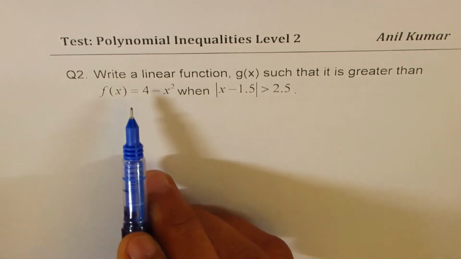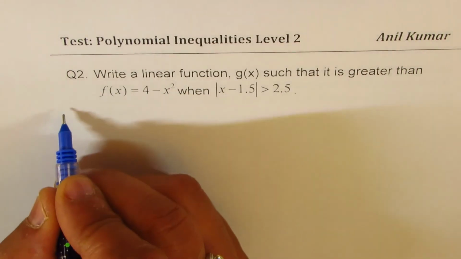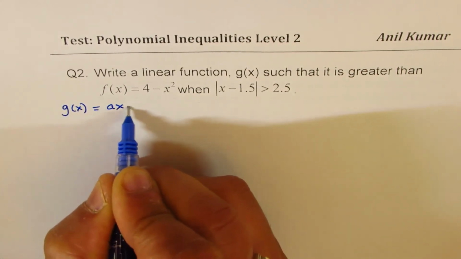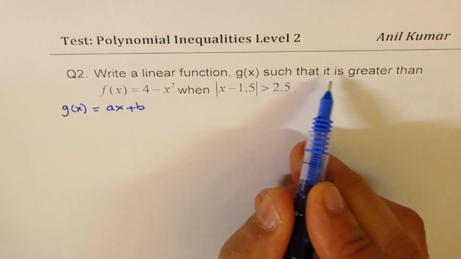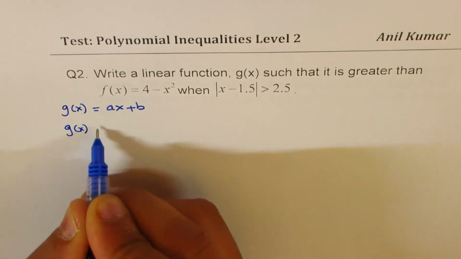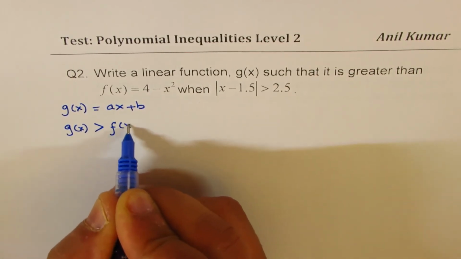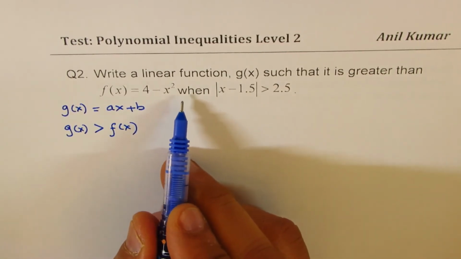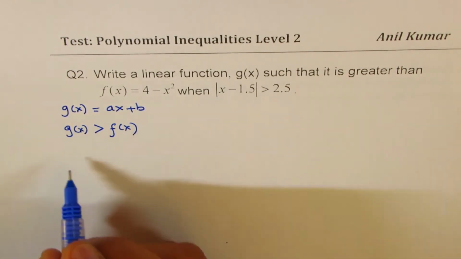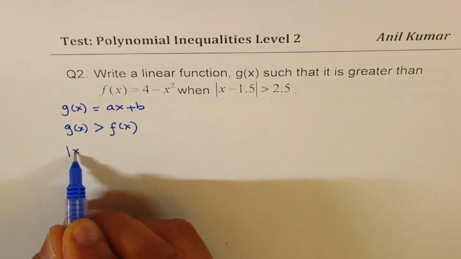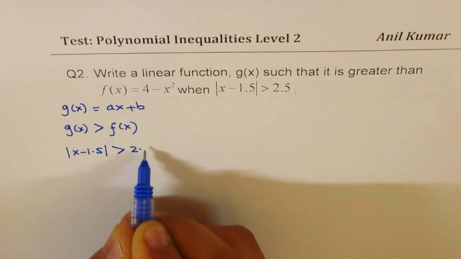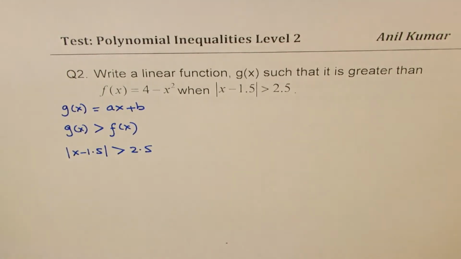Let's try to understand. Write a linear function g(x). So g(x) is a linear function. Let's call this ax plus b, right? Such that it is greater than f(x). That means we want g(x) to be greater than f(x). And when do we want it greater than f(x)? We want it when the absolute value of x minus 1.5 is greater than 2.5, correct? So that is what it is.